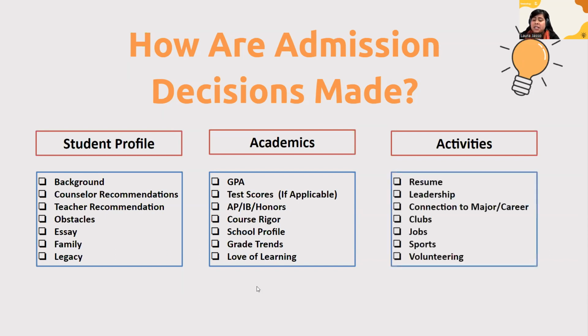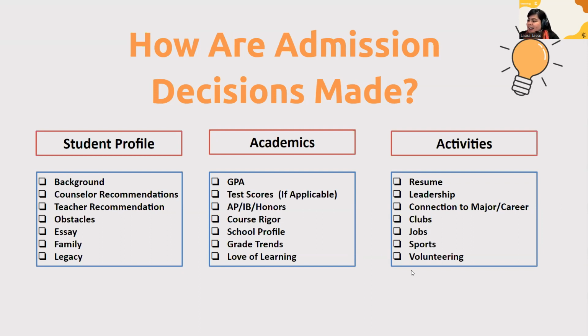And lastly, they're looking at their activities, right? This is where the student's resume comes into play. We look at their resume: what activities are they doing outside of school? They want to know how much time those activities are taking. Does it align with a major of interest that they are going for and/or a personal passion? They'll see this through what clubs they were involved in, any jobs that they held, sports they were involved in, and also volunteering in their community, okay?